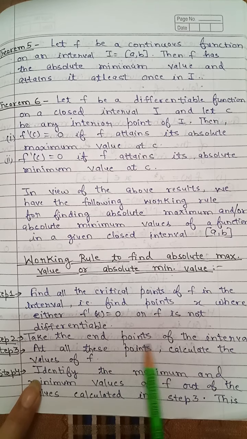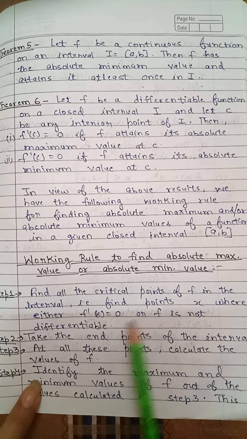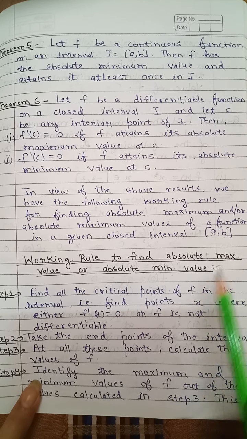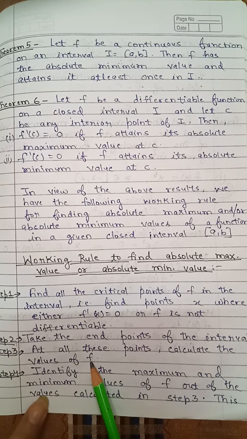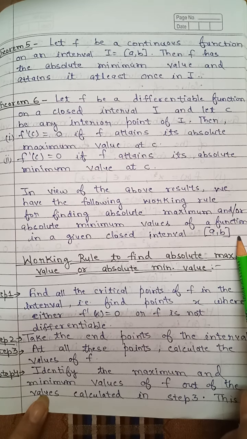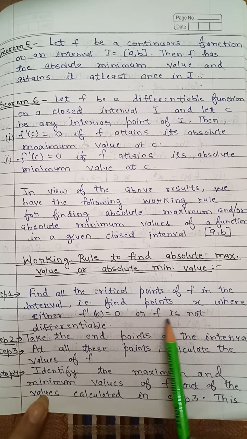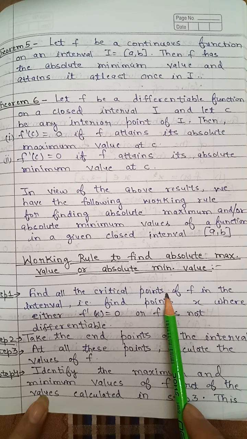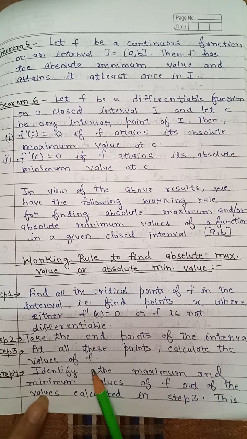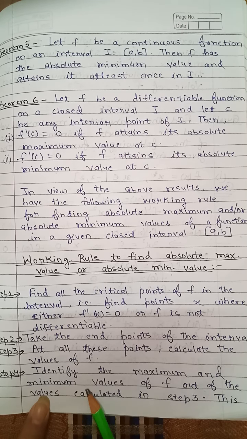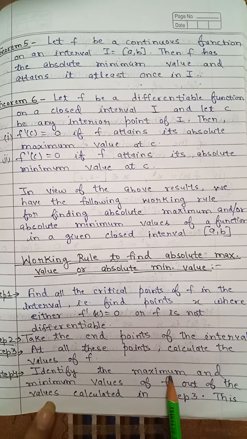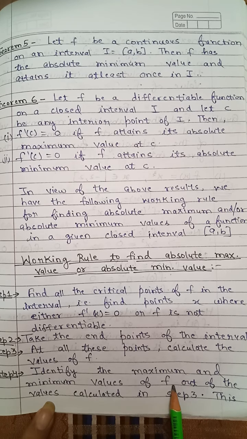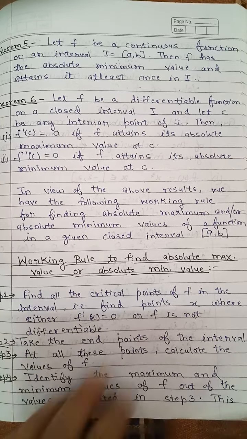Now take the end points of the interval, the interval which is already given from a to b. At all these points calculate the values of f. At these points a and b and all the critical points, we will find all the values. Then after finding these values in the previous step, we will identify the maximum and the minimum values of f out of these values.